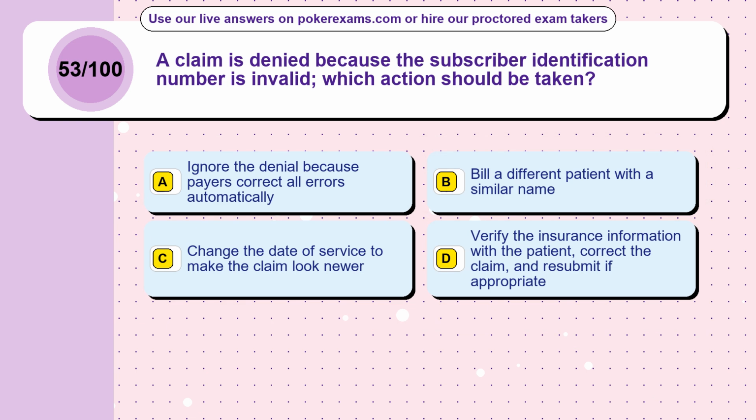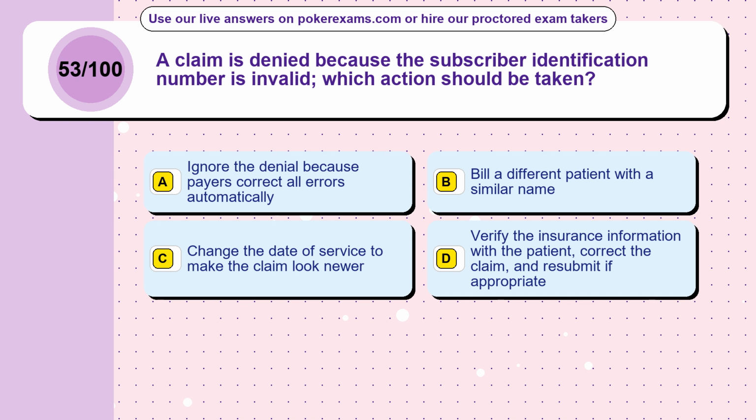Question 53. A claim is denied because the subscriber identification number is invalid. Which action should be taken? Option A. Ignore the denial because payers correct all errors automatically. Option B. Bill a different patient with a similar name. Option C. Change the date of service to make the claim look newer.